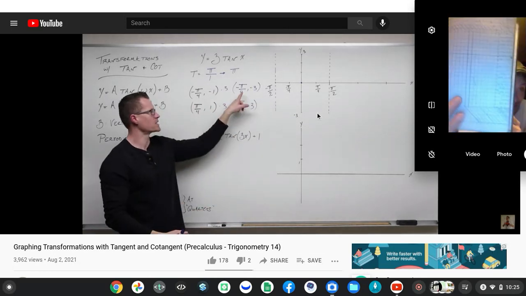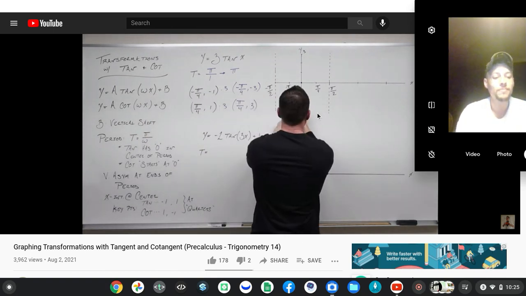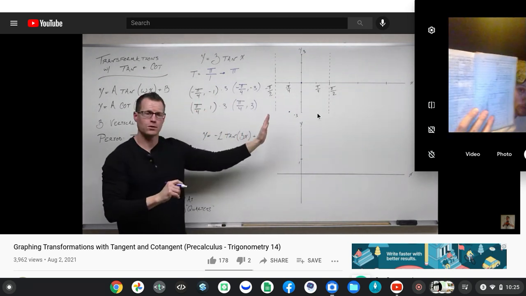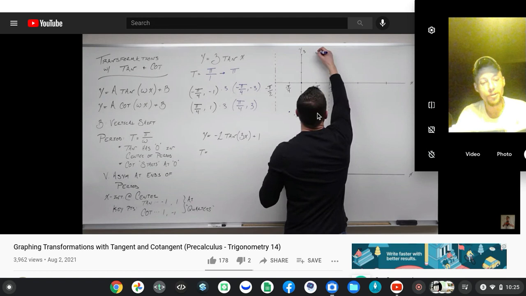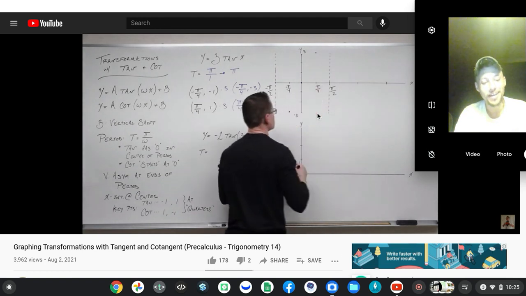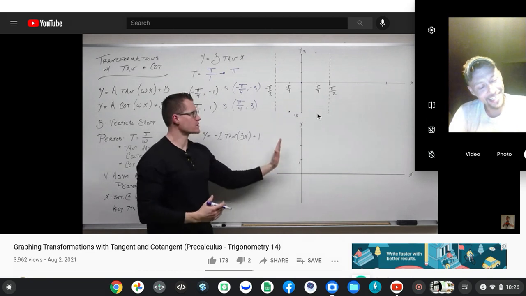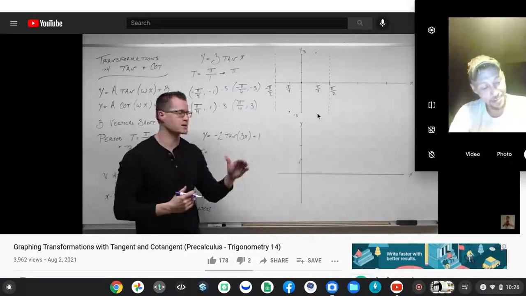So now the stretched out key points: negative pi over 4 comma negative 3, that's here, and positive pi over 4 comma positive 3 right here. This is going to be a very skinny looking graph. So this goes all the way from negative infinity to positive infinity on that y-axis.